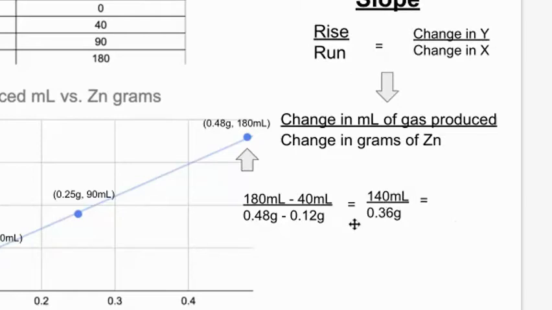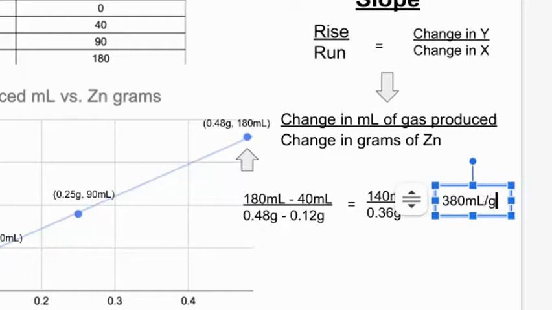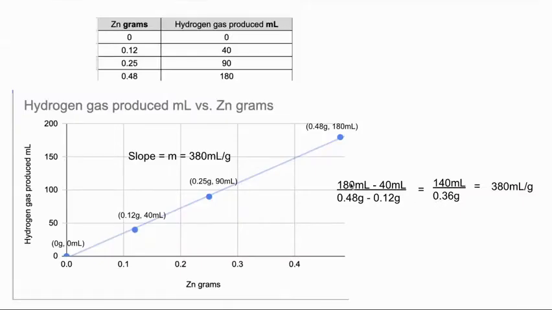Divide 140 by 0.36 grams to give you the amount of milliliters per gram. So 140 divided by 0.36 is 380 milliliters per every 1 gram. Change in y over change in x gives us 380 milliliters per gram. So that is the slope of this line, often represented with the lowercase letter m. So 380 milliliters of gas is produced with every 1 gram of zinc.